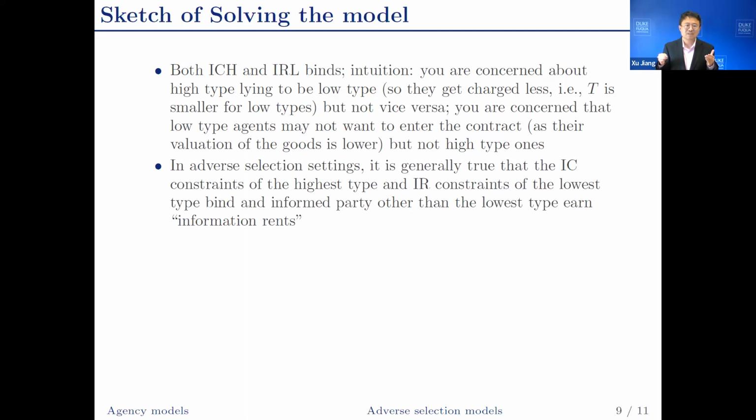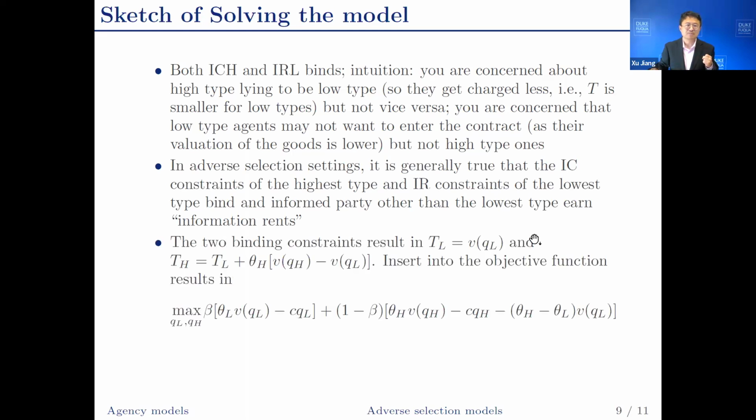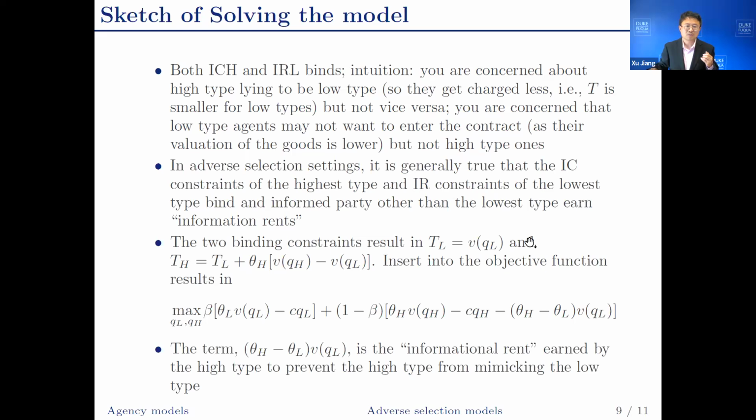And we're going to see that informed parties other than the lowest type are going to have a higher payoff than the reservation utility. We call that information rents. So the two binding constraints can result in some expression for TL and TH. You insert that into the objective function, and now you get rid of TL and TH. The objective function would be a function of QL, QH, and exogenous variables.